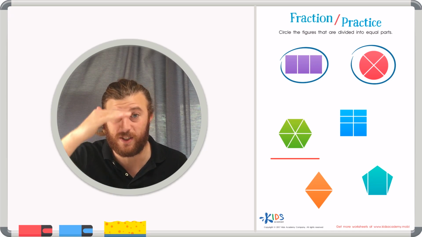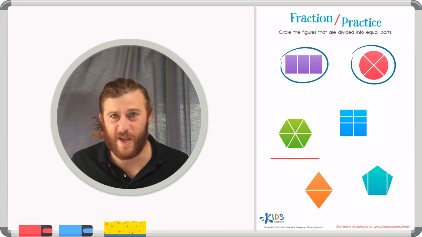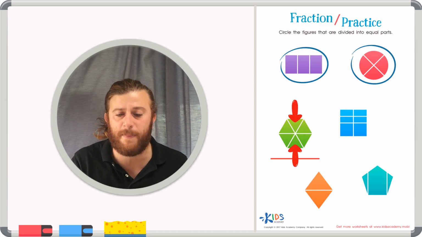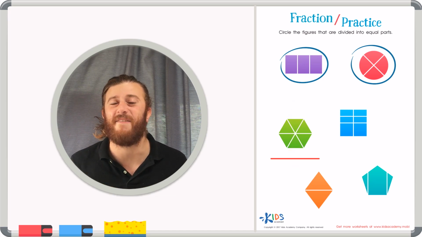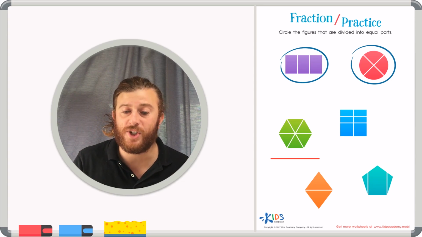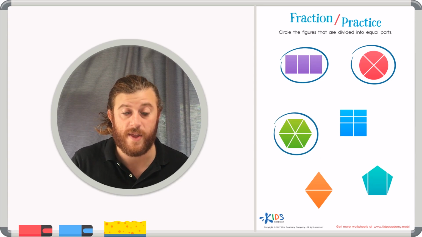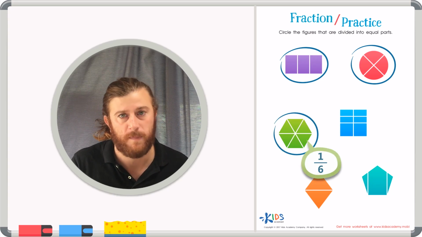Let's take a close look. They all look to be about the same size, and I bet if I flipped the triangles on top of one another, we could see that they fit perfectly, meaning that this shape is divided into equal parts. Let's go ahead and circle the hexagon that is broken up into 6 equal pieces, or sixths.